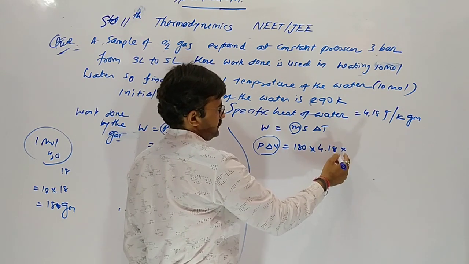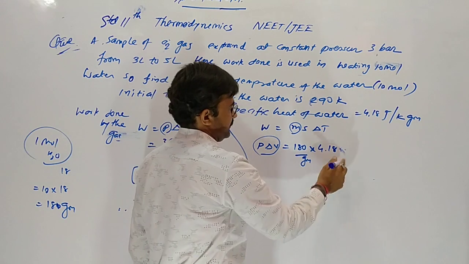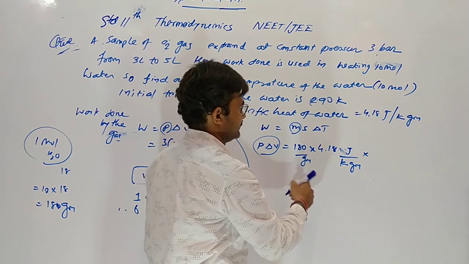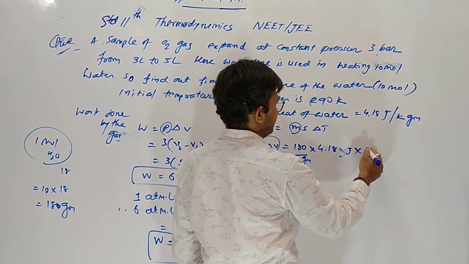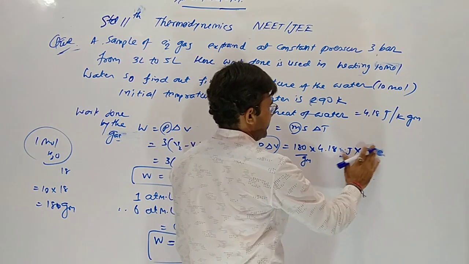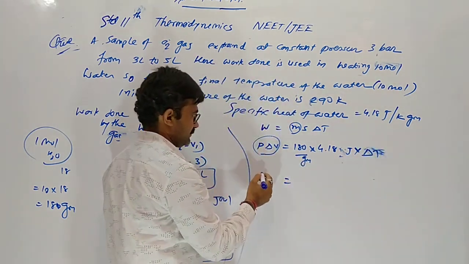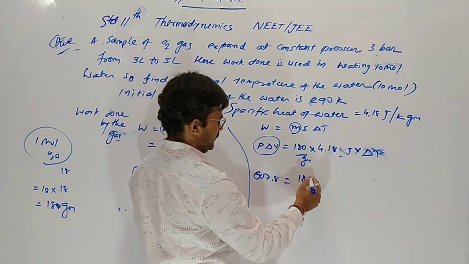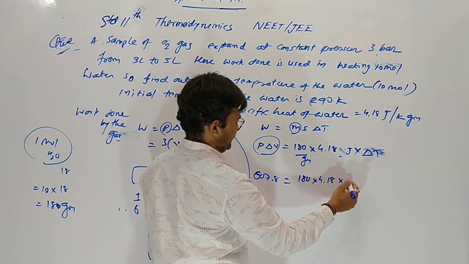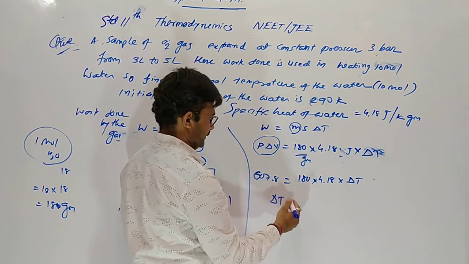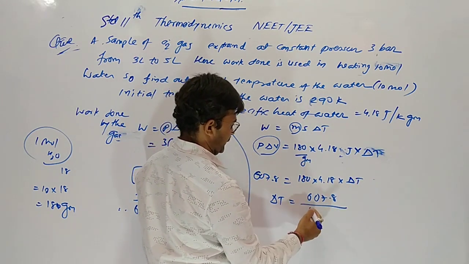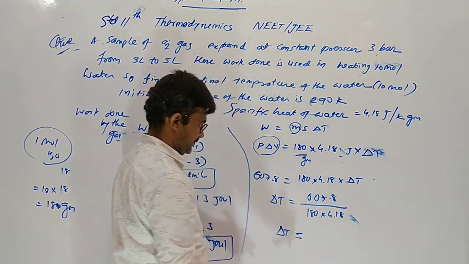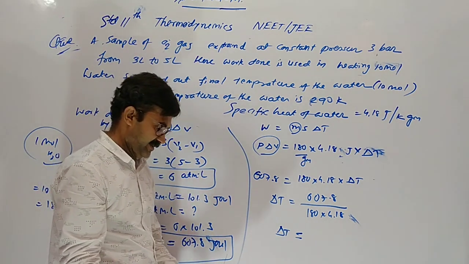4.18. This one in gram. Why? Here joule per Kelvin per gram is given, so in gram. And now temperature is to change in temperature. We have to define. So here 607.8, 180 into 4.18 delta T. So delta T will be 607.8 upon 180, 4.18. So change in temperature is 0.81.